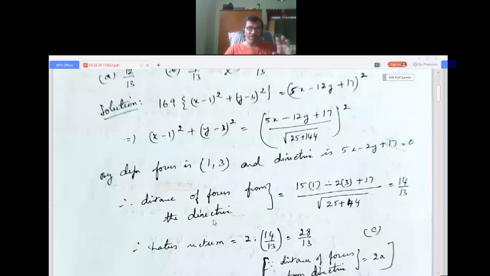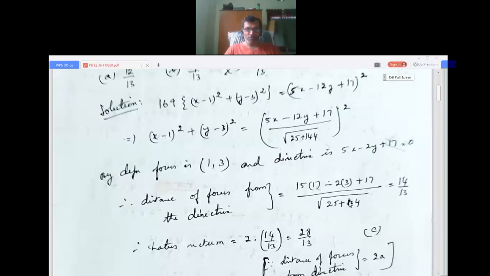What is the distance between the focus and the directrix? That is nothing but the perpendicular distance, given by the formula, again I am telling you: the absolute value of (ax1 plus by1 plus c) divided by the square root of a squared plus b squared, from a point (x1, y1) to the line ax plus by plus c equals 0. So 5 into 1 minus 12 into 3 plus 17 by the square root of 5 squared, that is 25, plus 12 squared, that is 144.